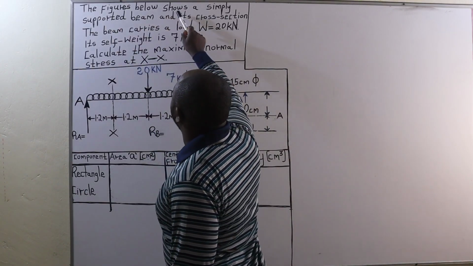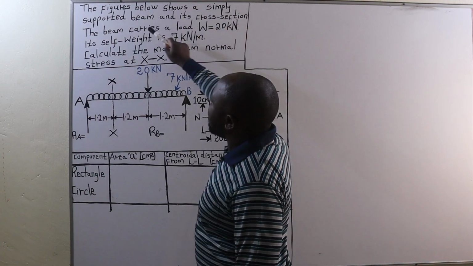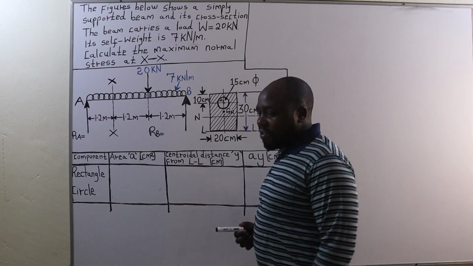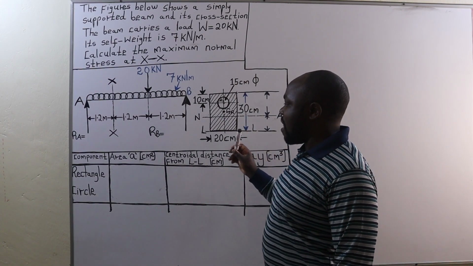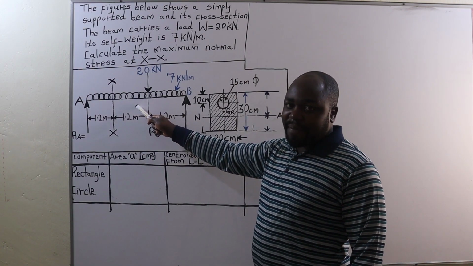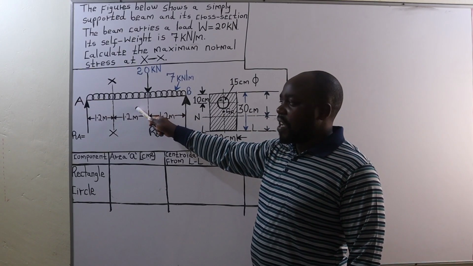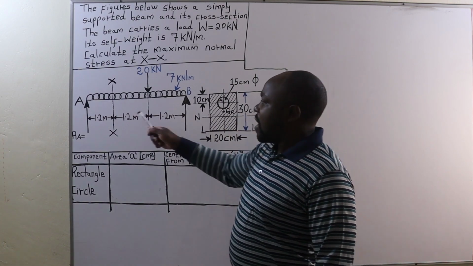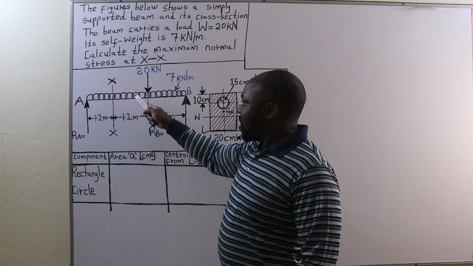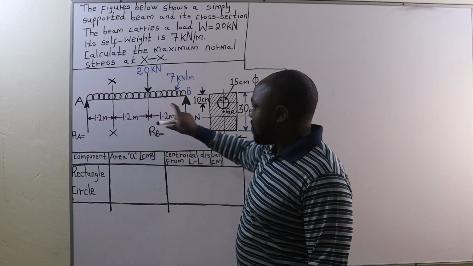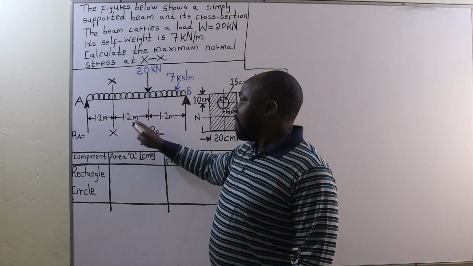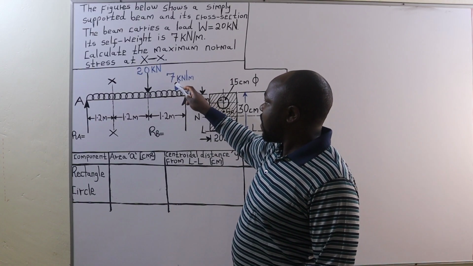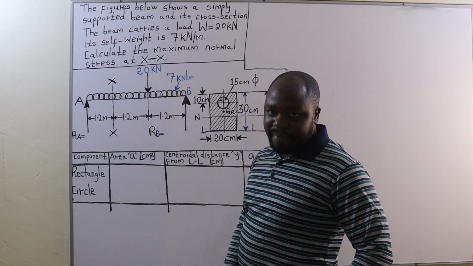The figures below show a simply supported beam and its cross section. Therefore, we have two figures here. This first figure is showing a simply supported beam carrying a uniformly distributed load over the whole of its span. That is a total span of 3.6 meters, with a UDL of 7 kilonewtons per meter.